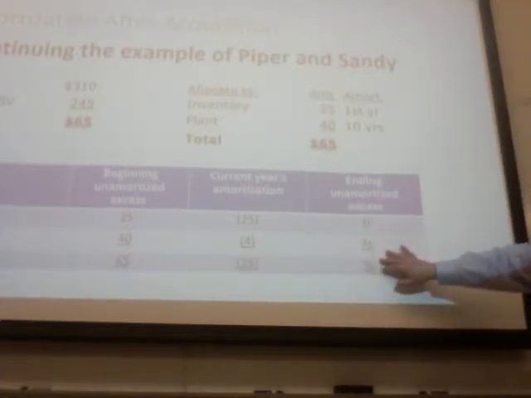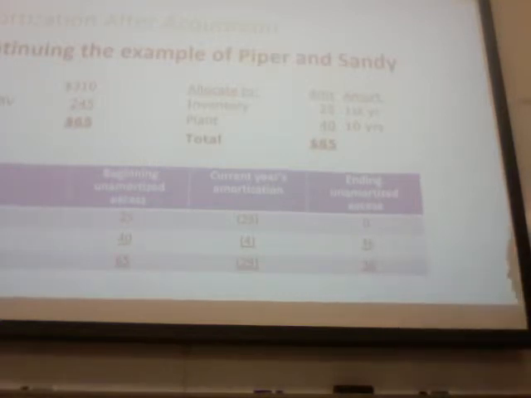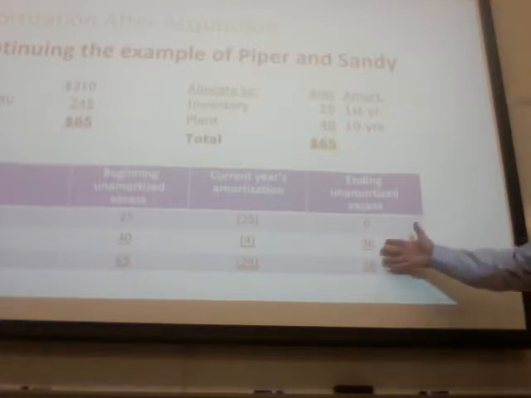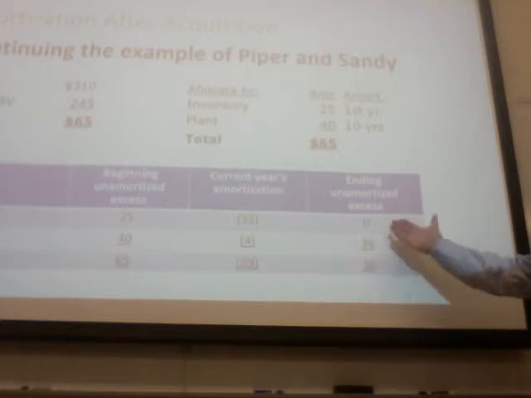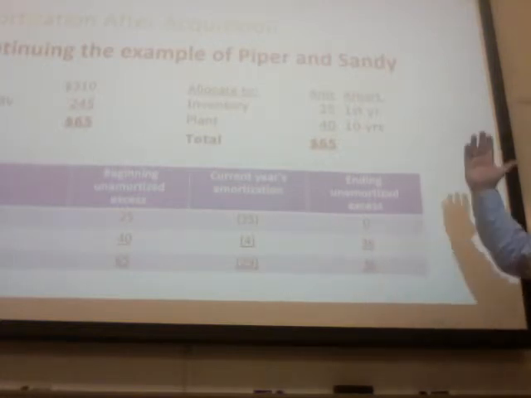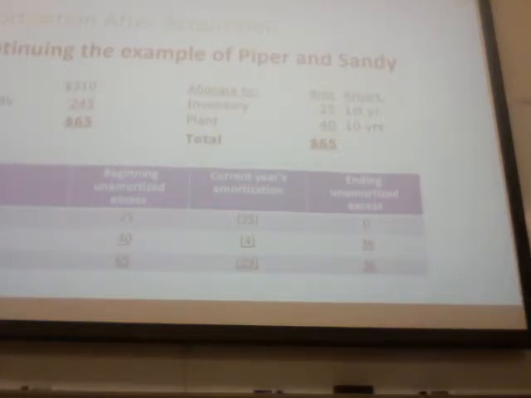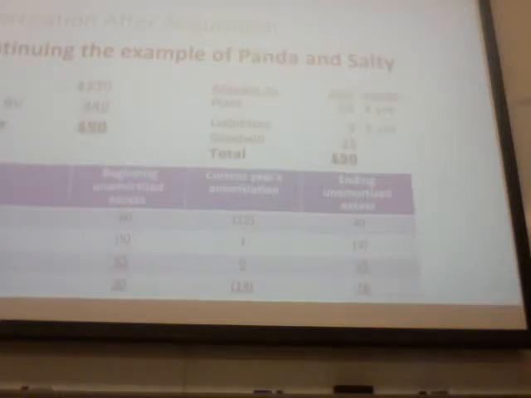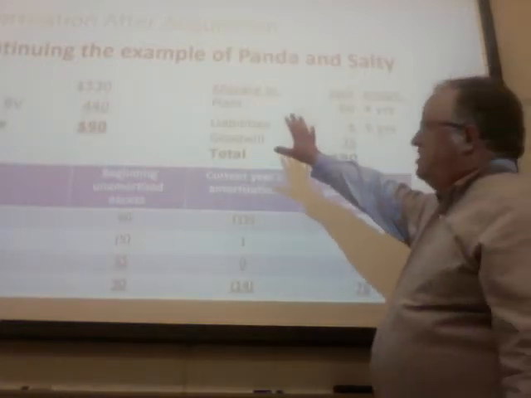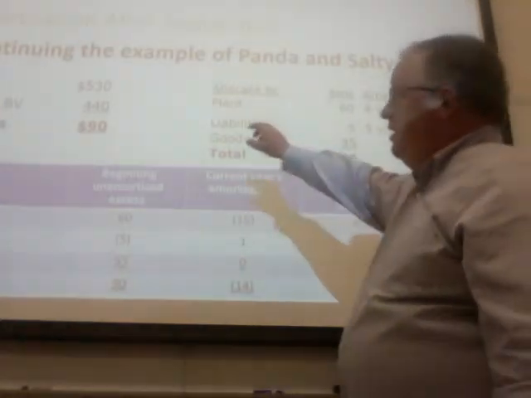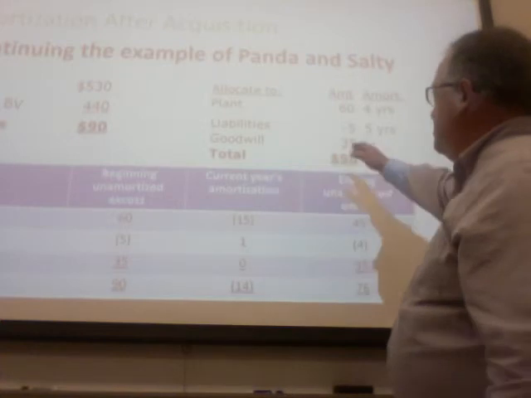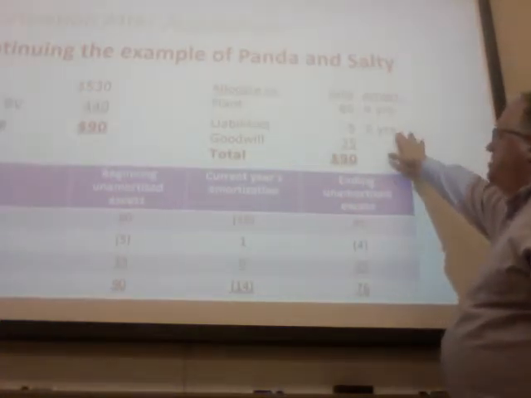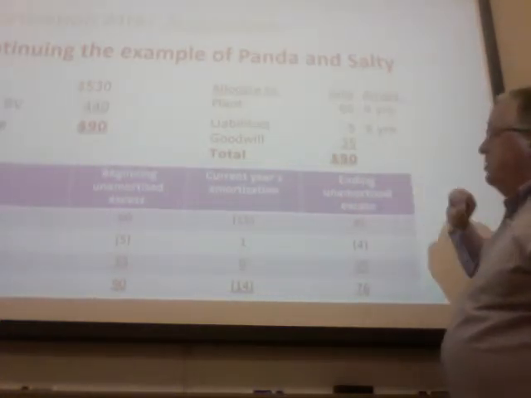Our ending unamortized excess then is just the plant. It's just the remaining 9 years of the plant. You can see eventually the plant's going to go away too in this example. This example has no goodwill, so after 10 years, we're done with this. We fold up these work papers and put them away. So we'll continue, then also continuing the example of Panda and Salty. That was where our cost was $530, the book value was $440, our excess was $90, and it worked this way. So the liabilities were negative $5 over 5 years.